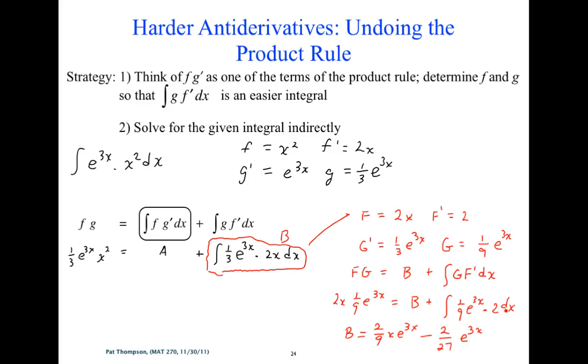Yeah. So 2/27. So 2/9. But now when I do antiderivative of e to the 3x, I need another 1/3. Okay. So 2/9 and then is 2/27.